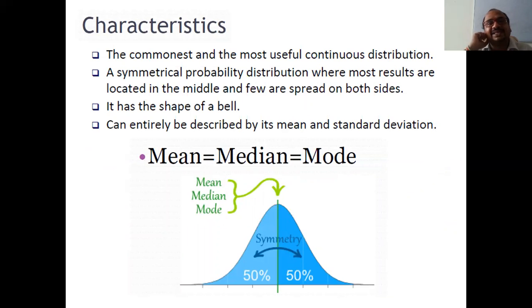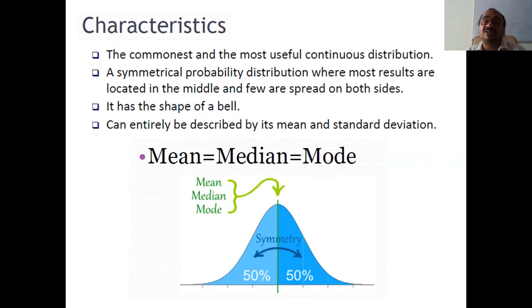And if you come to the characteristics of this curve, it is the commonest and most useful continuous distribution. It is a symmetrical probability distribution. Symmetry means, as you know very well, if you cut the curve here, exactly this is opposite. You can see the mirror image. One half you can see in the mirror, another half. Exactly, it fits. That is called symmetry.